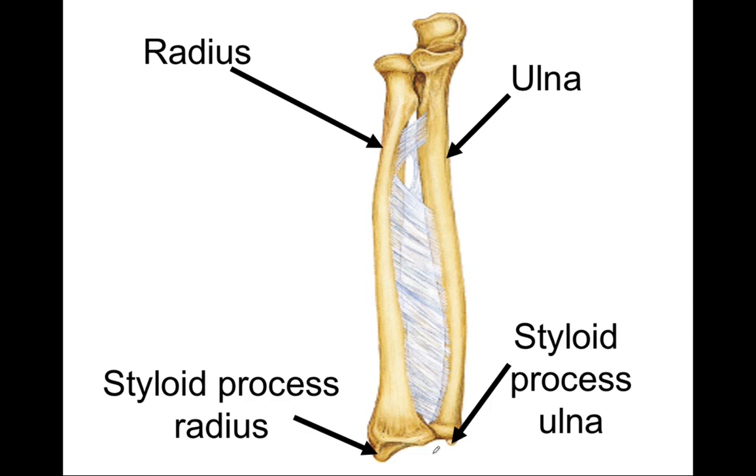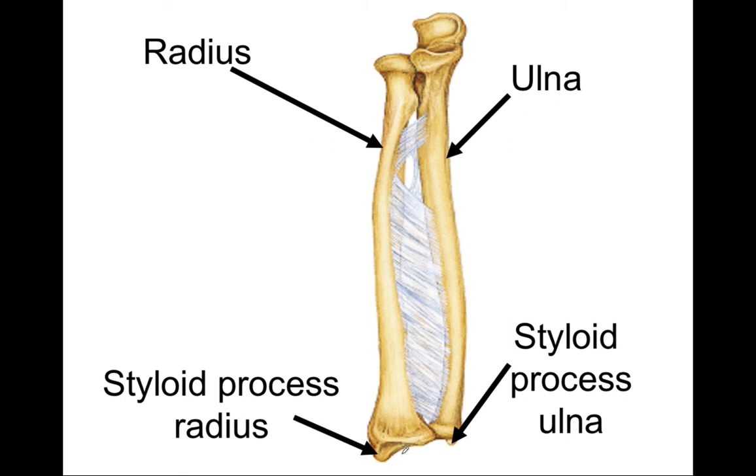Both the radius and the ulna are going to have a little projection at their distal ends known as the styloid processes. This one is referred to as the styloid process of the ulna, and this one is referred to as the styloid process of the radius. I guess those names aren't particularly creative. However, they are very helpful to tell you where these processes can be found.